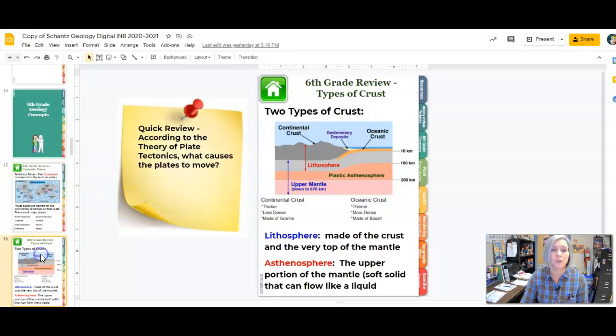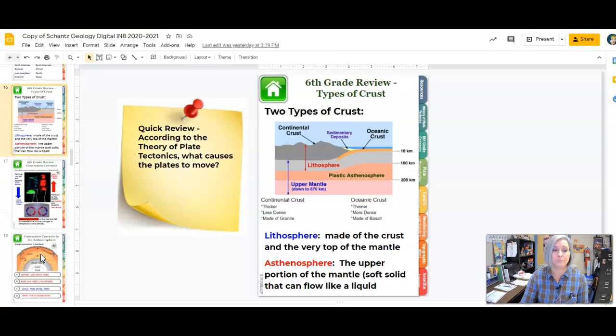Answer the post-it. On slide 16, we're talking about the different layers, the lithosphere and the asthenosphere. You have to know the difference between the 2 types of crust, continental crust and oceanic crust. What are they made of? How are they best described? That will be on the test Friday.